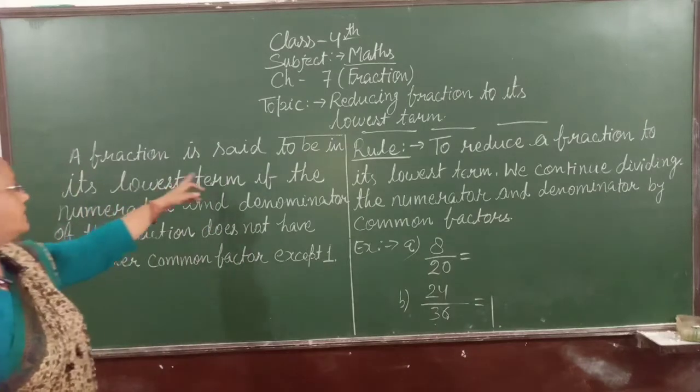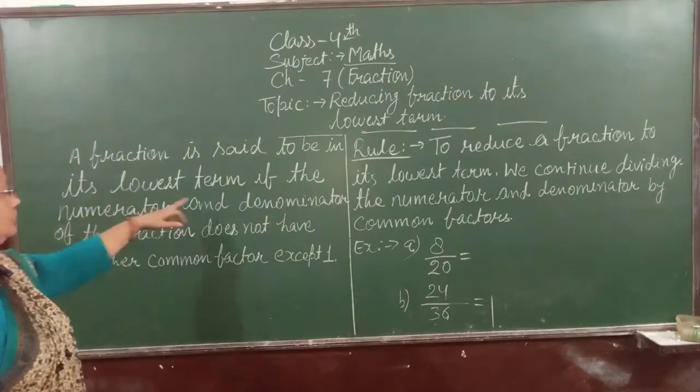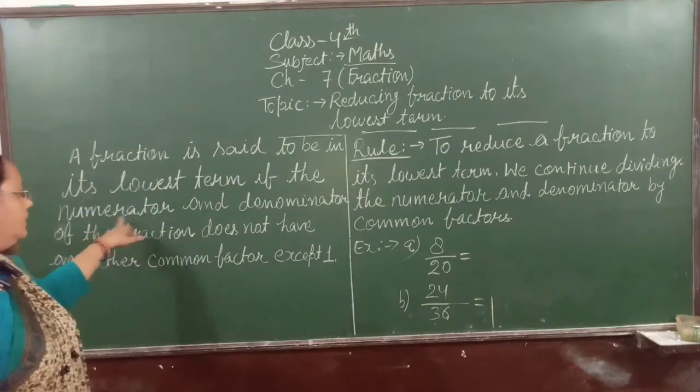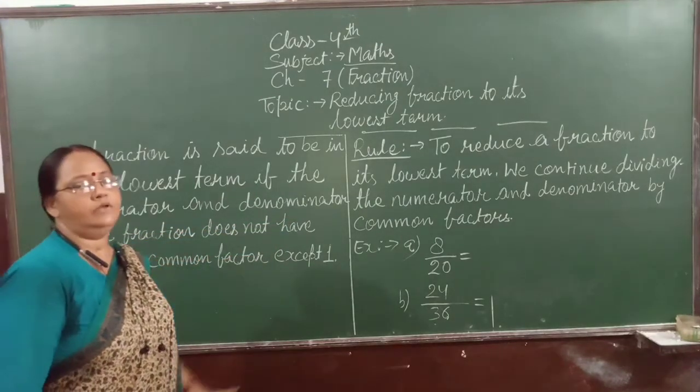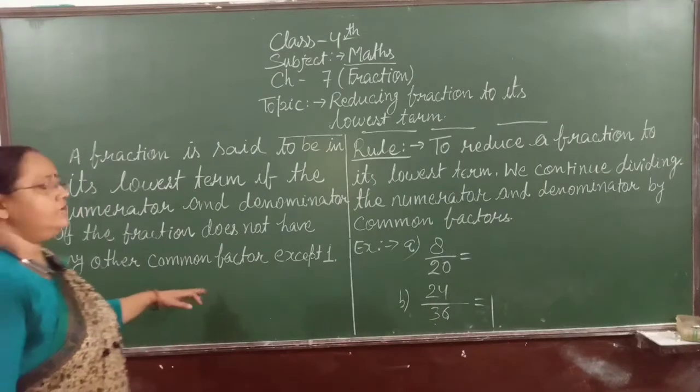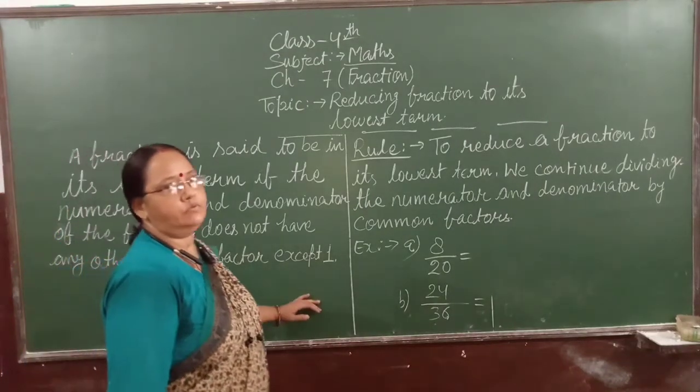Students, a fraction is said to be in its lowest term if the numerator and denominator of the fraction don't have any common factor except one.